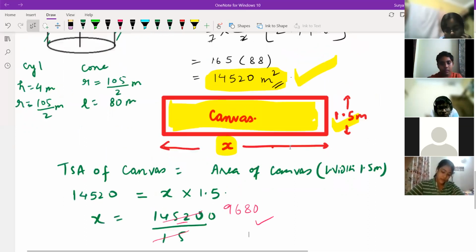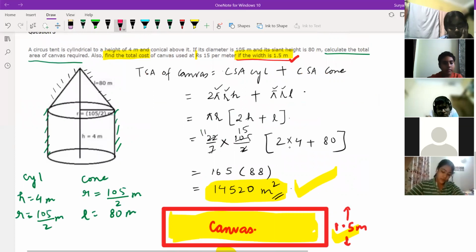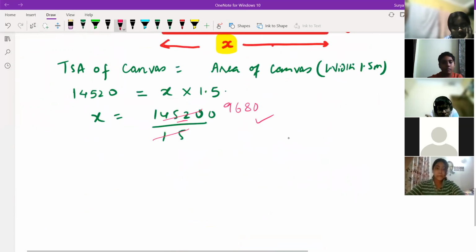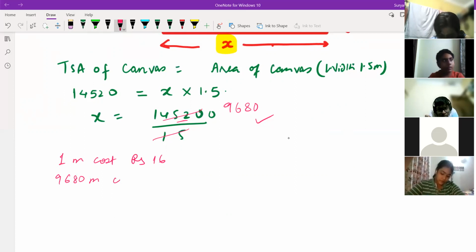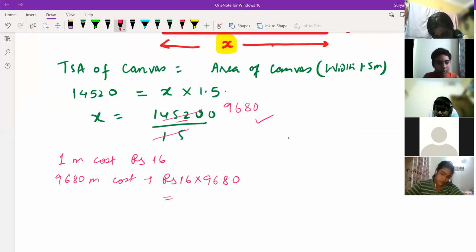Now see the cost of the canvas. Cost of the canvas is rupees 15 per meter, which means 1 meter costs 15 rupees. So 9680 meters cost how much? Rupees 15 into 9680. So we can just multiply 15. 1,54,880, this much.